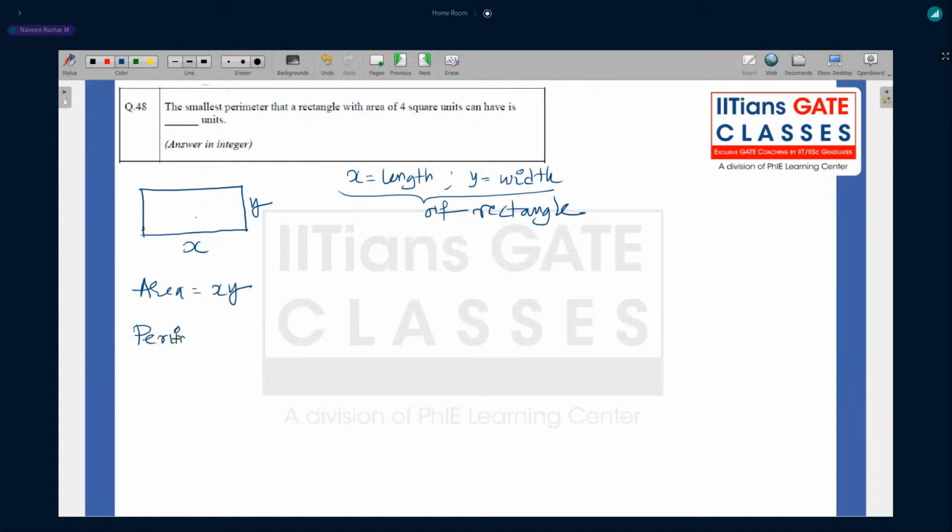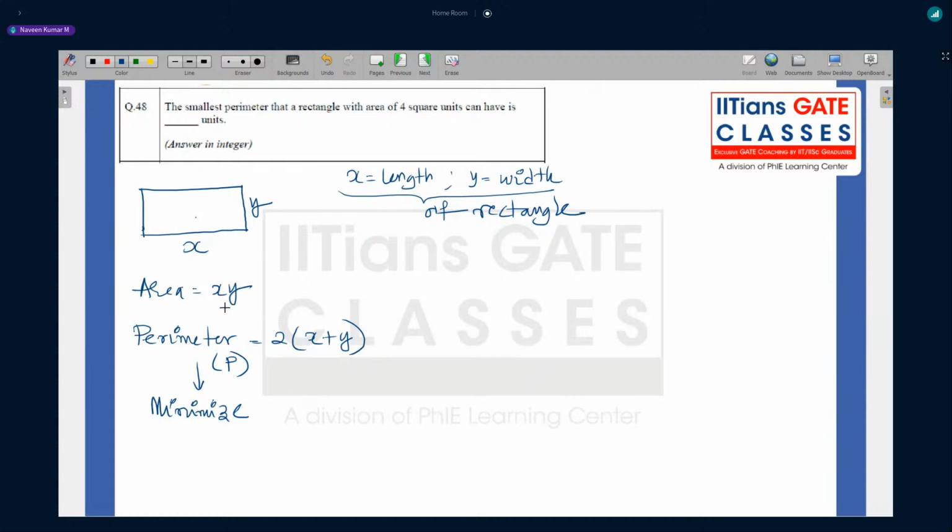Perimeter is 2 into x plus y. This is the perimeter. 2 into 2x plus 2y, that is 2 into x plus y, is the perimeter. So let me denote this perimeter with some p. Now I want this perimeter to be smallest. So minimize it. How do you minimize? I can differentiate this function, right? With which parameter do I have to differentiate? There are two things, x and y. So I have to differentiate with respect to one, either x or y.